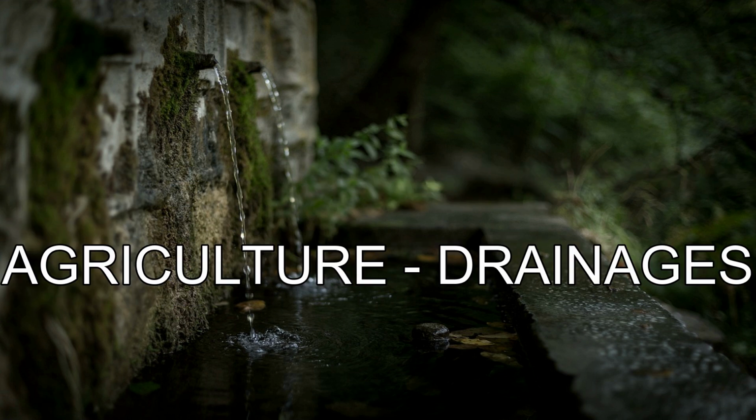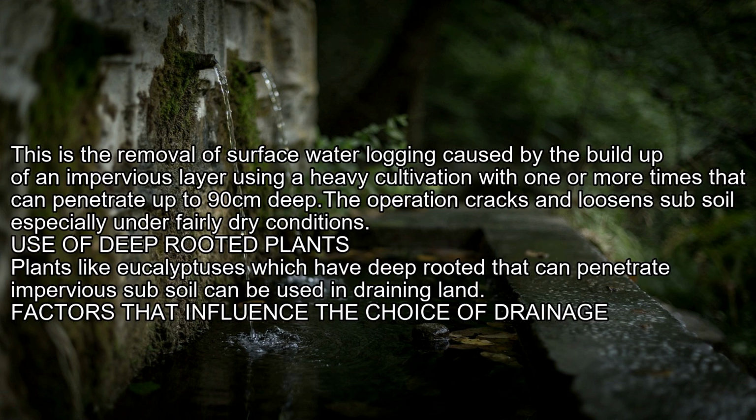Subsoiling. This is the removal of surface waterlogging caused by the build-up of an impervious layer, using heavy cultivation equipment with one or more tines that can penetrate deep into the soil. The operation cracks and loosens the subsoil, especially under fairly dry conditions. Use of deep-rooted plants. Plants like eucalyptus, which have deep roots that can penetrate impervious subsoil, can be used in draining land.